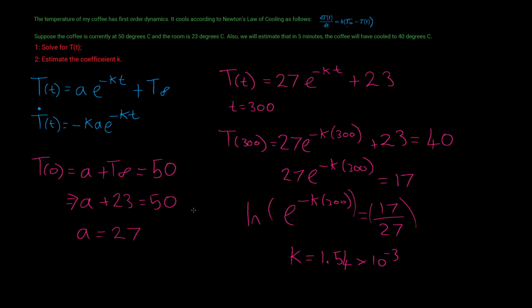So we've got our k, and so if we substitute that back in, well actually that's it, part 2 solved. The final form of our temperature at time t would now look like, with all of the terms in, 27 e to the minus 1.54 times 10 to the minus 3 t plus 23. And so if our coffee actually does cool according to first order dynamics, then this equation is an accurate model for how it will cool in that room.